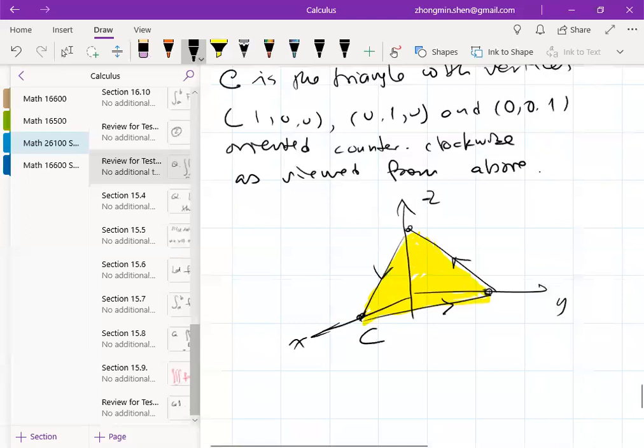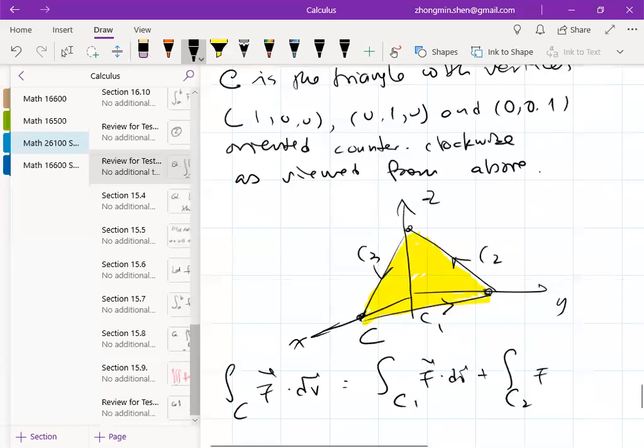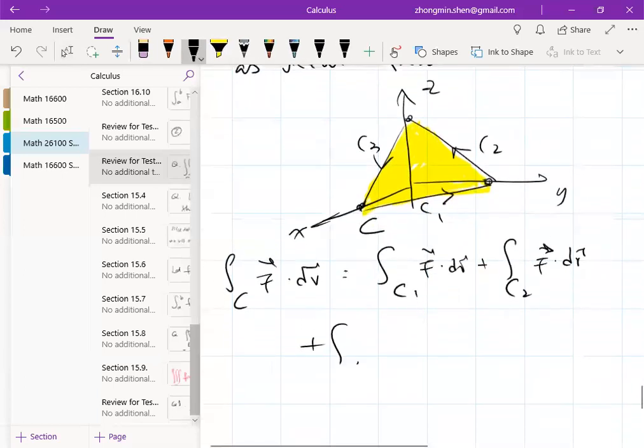So you are given this line integral. You can evaluate this line integral directly, no problem. But the curve consists of three pieces, so you have to do them one by one. If that's C1, that's C2, that's C3, this line integral is going to be the line integral over C1, plus C2, plus C3. I think these three line integrals will probably end up with the same result.